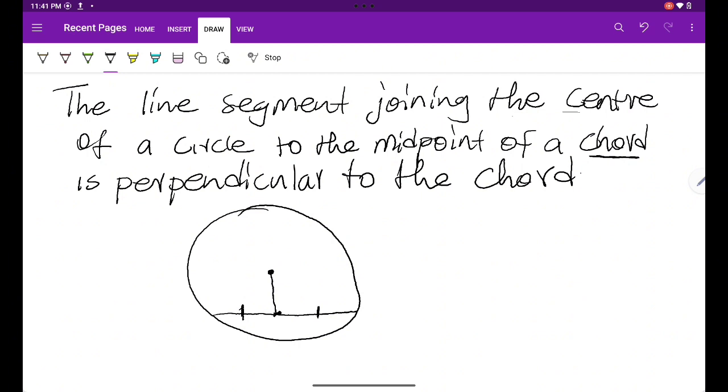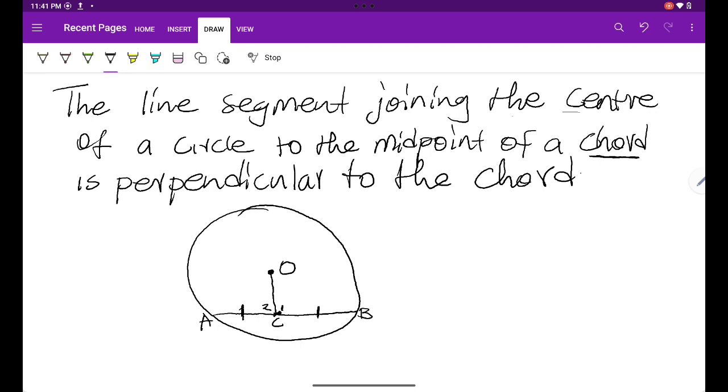So let's write the given information. Let's say we have the center as O, and then we have the chord as AB, and let's put a C here. We have two angles there, let's just have 1 and 2. Right, so this is what we have.